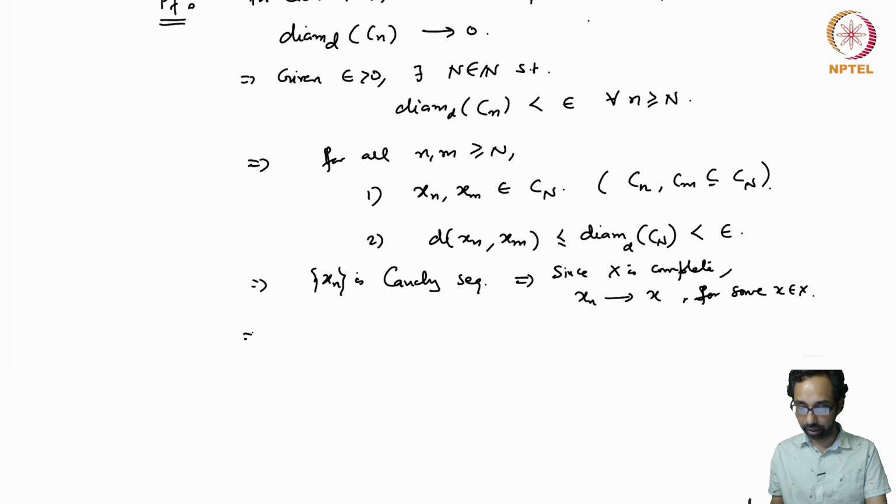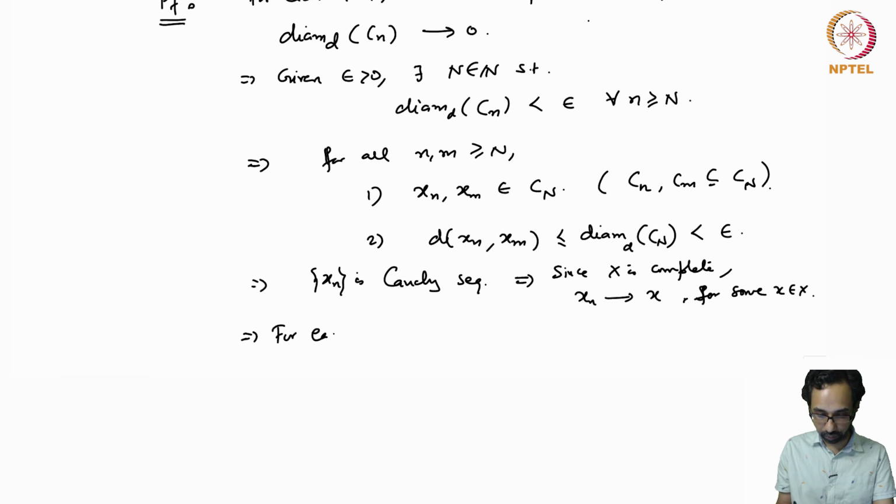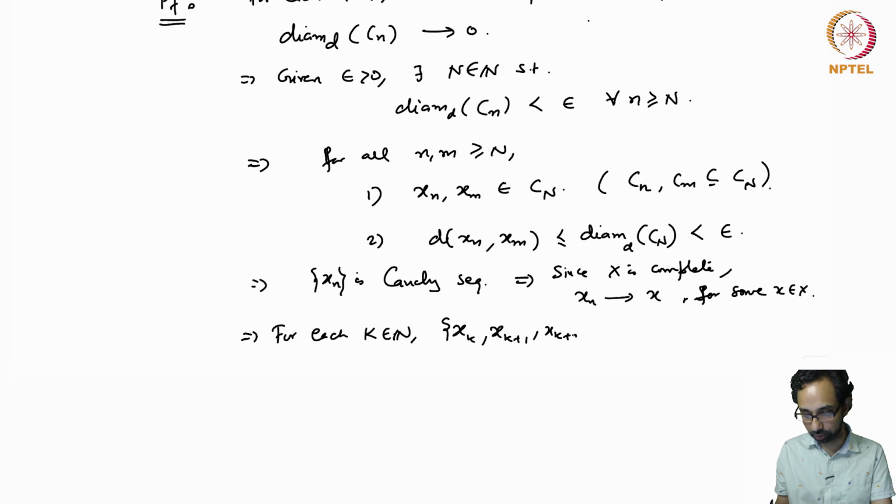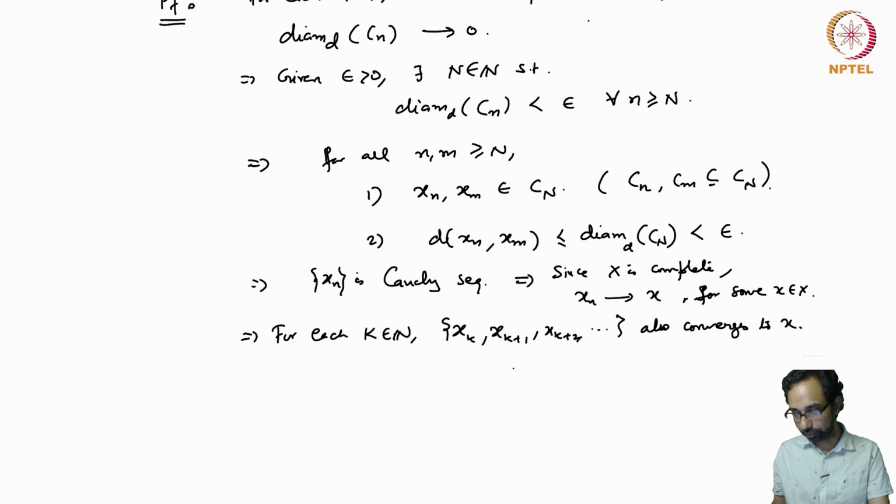However, note that we have the nested sequence. This means that for each k in the natural numbers, we have that the subsequence of this sequence xn starting at k, so we have xk, xk plus 1, xk plus 2, and so on, also converges to x, because we are taking a subsequence of the convergent sequence, so it also must converge to x.